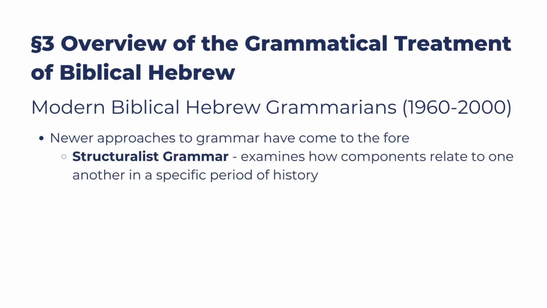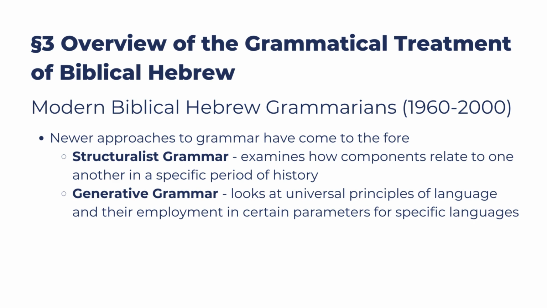For example, the works of Waltke and O'Connor and Joüon-Muraoka utilized structuralist grammar, which examines how components of a language relate to one another in a specific period of history. Generative grammar is a second important model for Biblical Hebrew over the last 60 years. This approach suggests that there are universal principles in language which are applied in a limited number of ways in specific languages. While no comprehensive grammar has been developed on the basis of generative grammar, a number of aspects of Biblical Hebrew have been analyzed in this way.